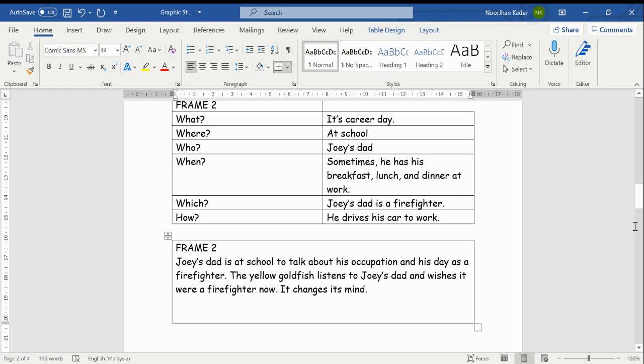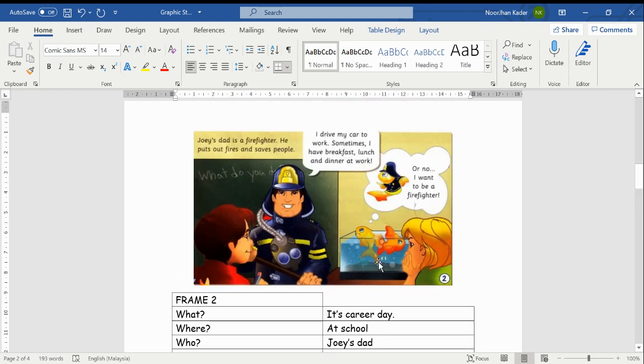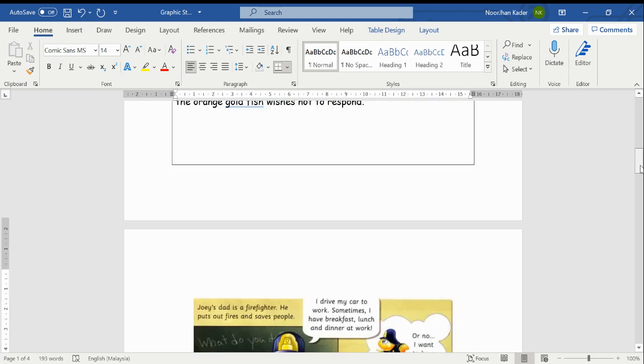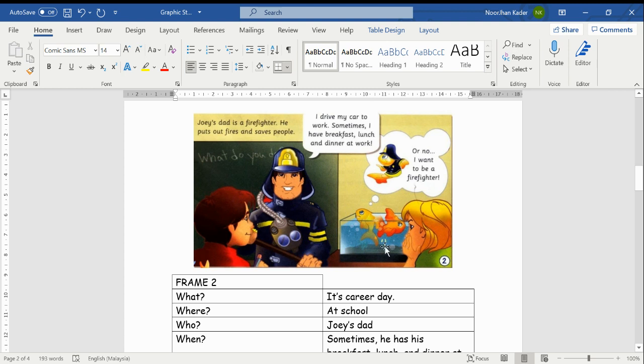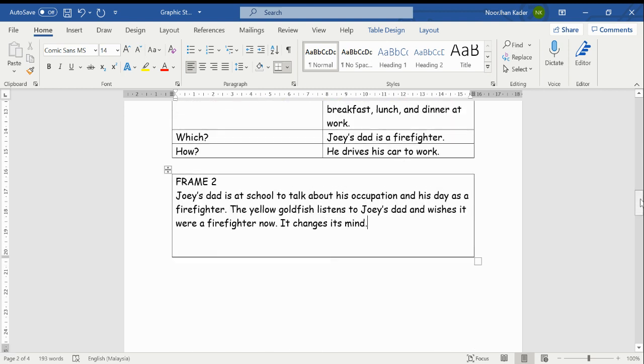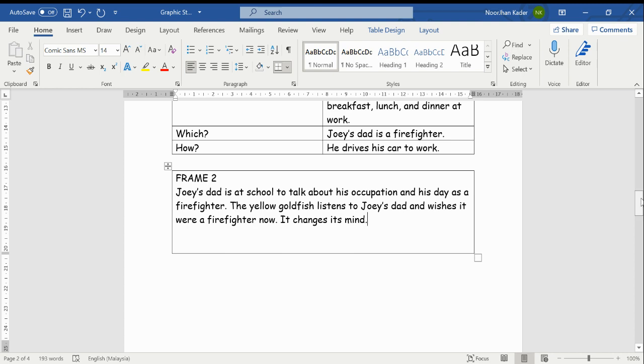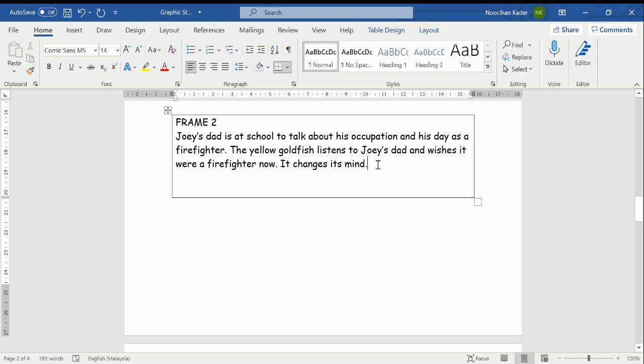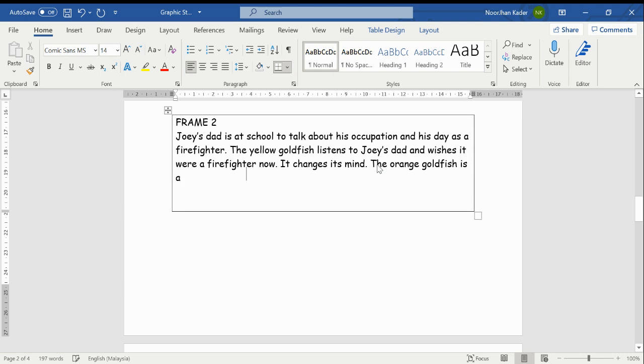So when it changes its mind, what happens to the orange goldfish? Okay, in the first one, the orange goldfish is ignorant. It doesn't really respond. It just doesn't want to know. In the second one, you can see that the orange goldfish looks a bit annoyed. So you can write about the orange goldfish, because it's also a supporting character. The orange goldfish is annoyed.